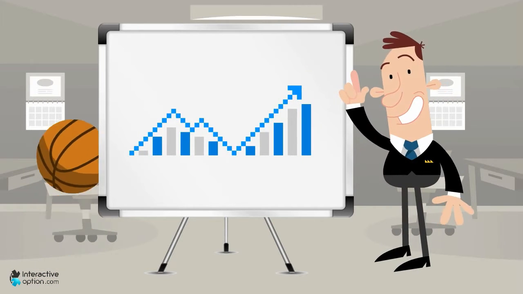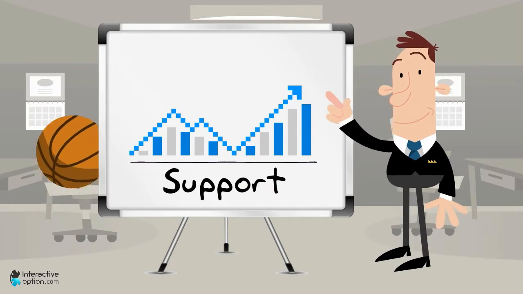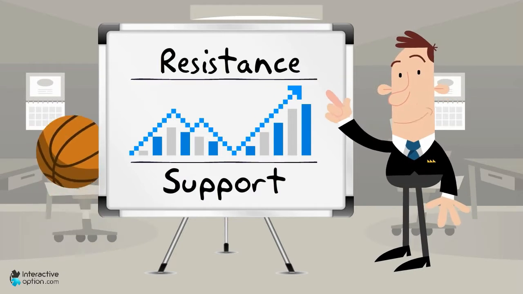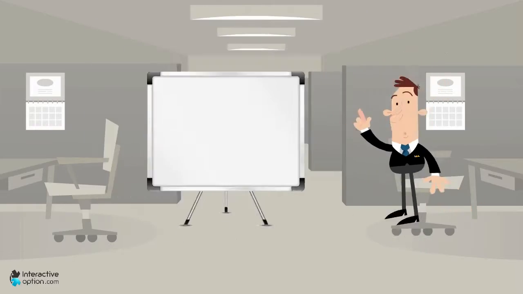Now, if the game of basketball was finance, the floor the ball bounces off of would be called the support. The height of the hand dribbling the ball would be called resistance. And LeBron would probably be Warren Buffett, but I digress.